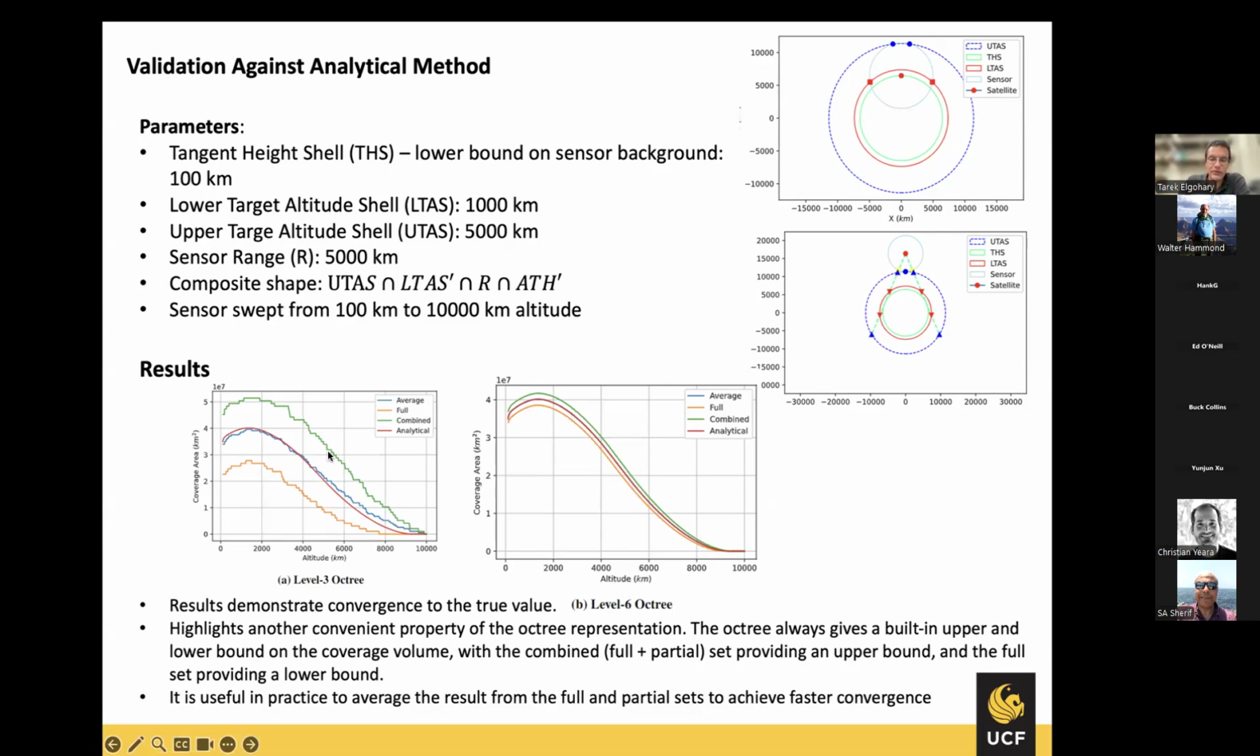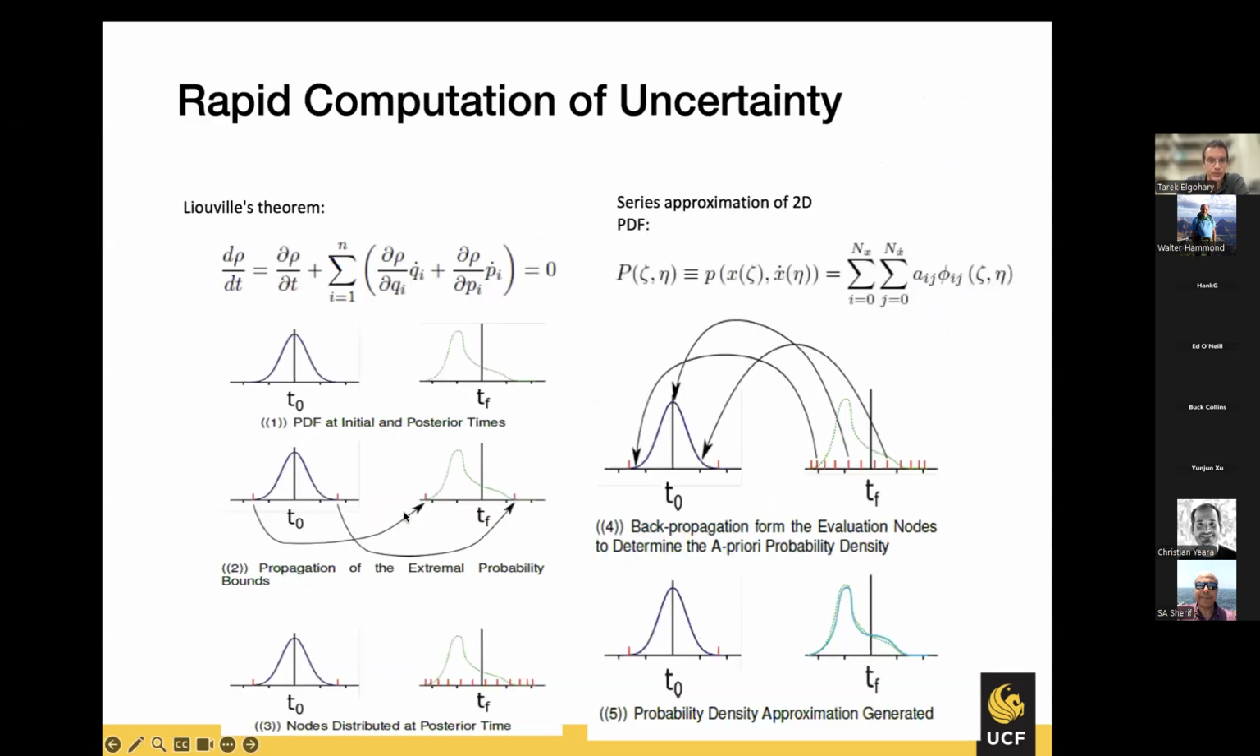So you have control over how far you want to go down that resolution, and at the same time you get an upper and lower bound, so you cannot exceed that. Your error will not exceed that plus or minus, and that is very useful when you're trying to do something very quickly. And the average almost always conforms with the true solution.